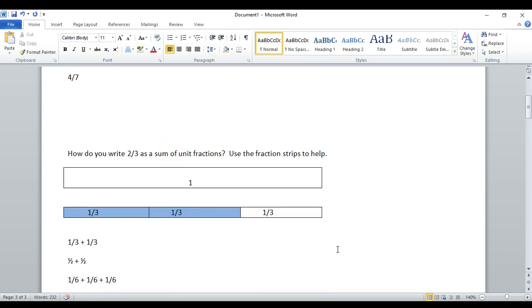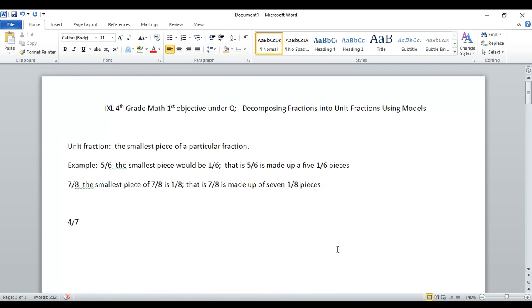Hi, boys and girls. Today we're going to work more on decomposing fractions. This is going to be for the objective in IXL math. It's the first one under the letter Q in the math section. It doesn't have a number, but it's called decomposing fractions into unit fractions using models. It's the very first one. It doesn't have a number. It's above the number 1. So that's the one you're going to do as an assignment.